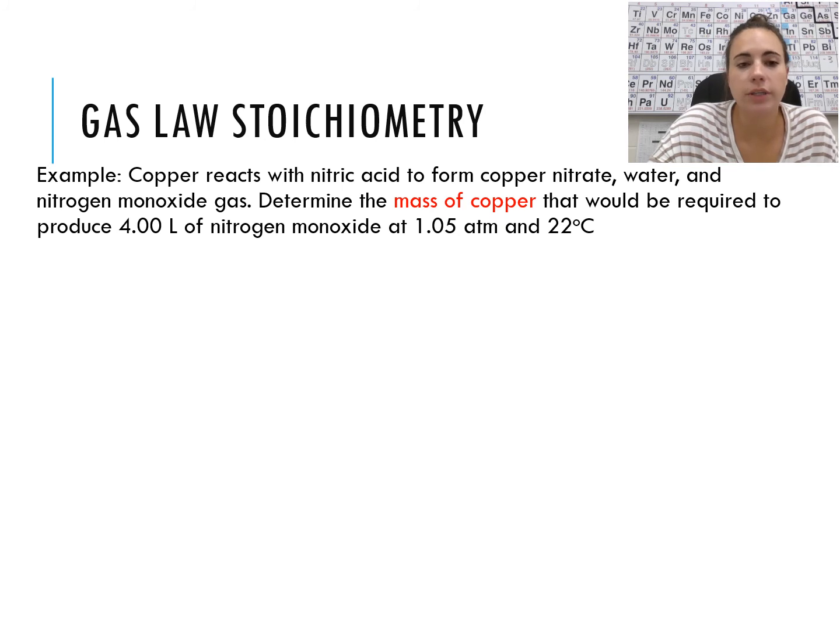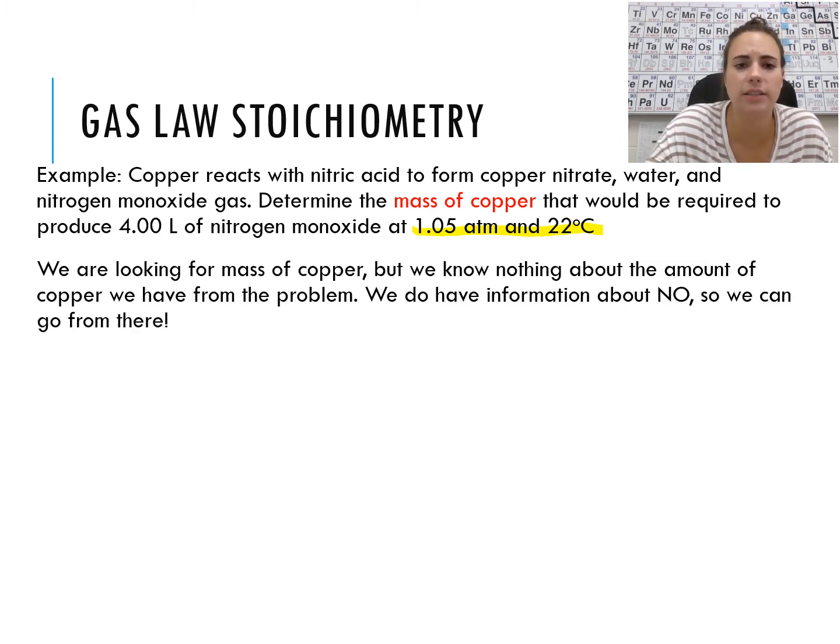Okay, so for example, copper reacts with nitric acid to form copper nitrate, water, and nitrogen monoxide gas. Determine the mass of copper that would be required to produce 4 liters of nitrogen monoxide at 1.05 atmospheres and 22 degrees Celsius. Okay, that information right there tells me that I'm not at STP. So I cannot use 1 mole is equal to 22.4 liters. So this question is asking us for the mass of copper, but we don't know anything about the amount of copper. But we do know we have 4 liters of nitrogen monoxide gas, so we have to start there.